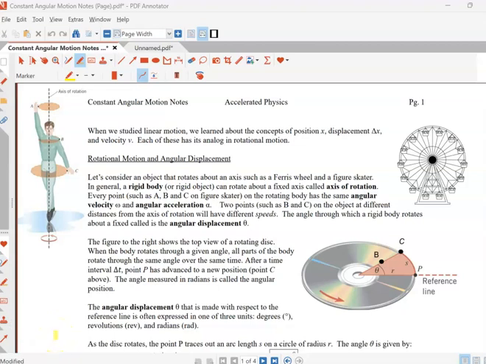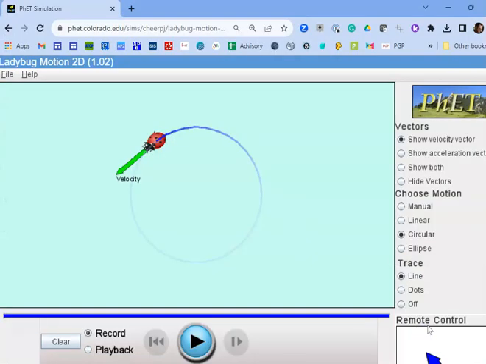Hi, well, today's video is looking at constant angular motion. Let me jump to a little animation to start off. So I'm just going to run this play. We have a little ladybug that's moving along in a circle. And so as you can see, this ladybug is moving at a constant speed in a perfect circle. Let me take a quick screenshot of this ladybug.